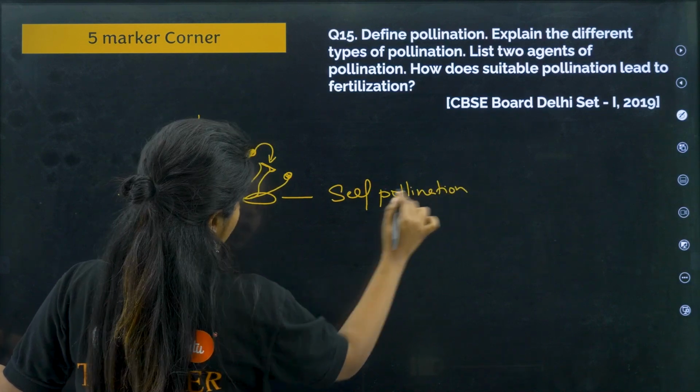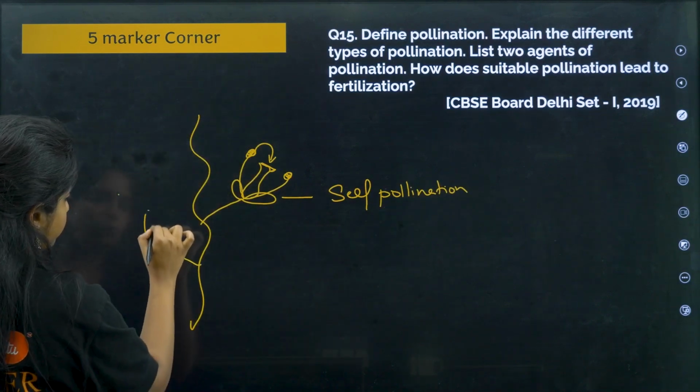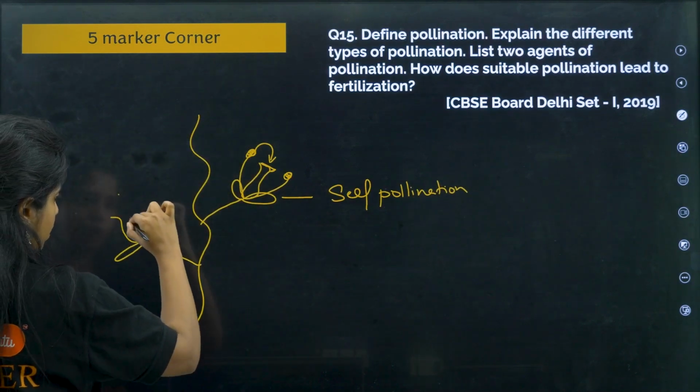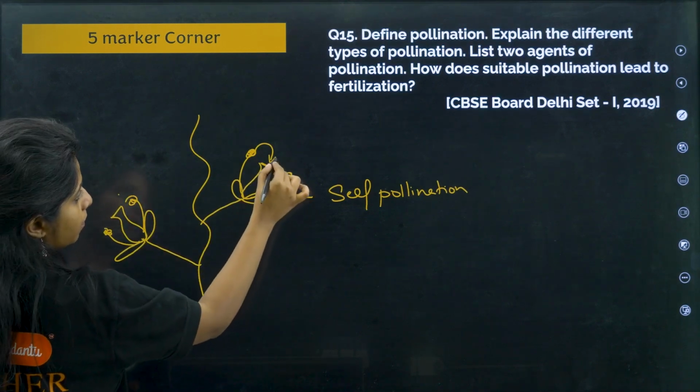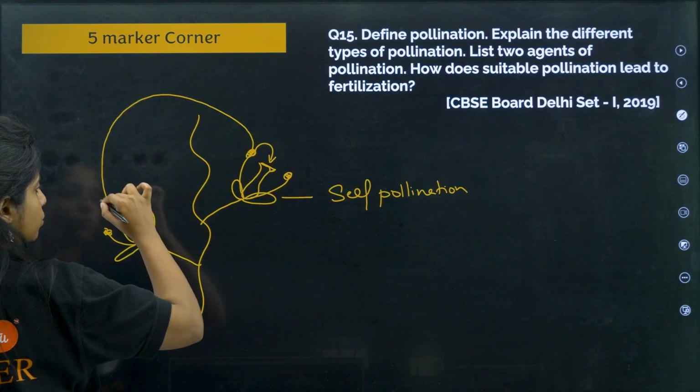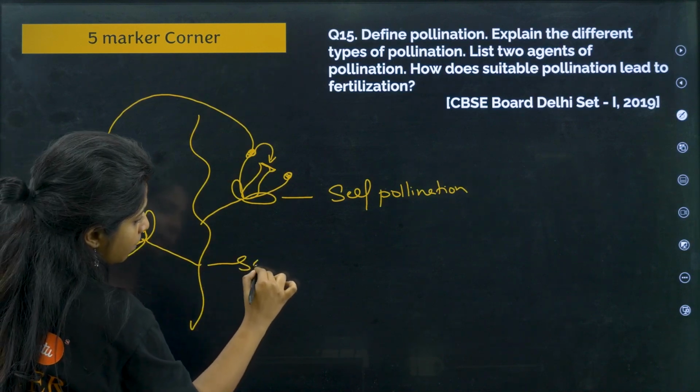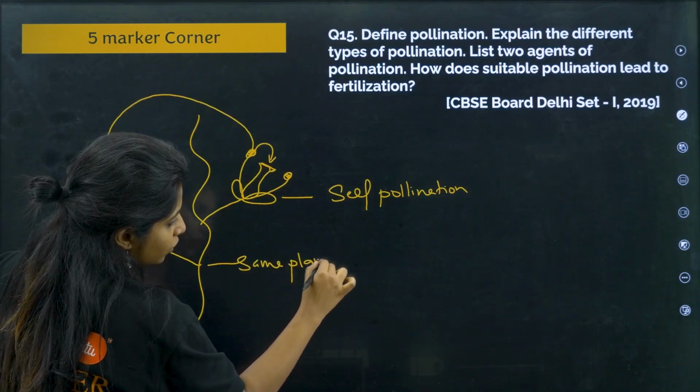self-pollination. Also, for example, there is a flower over here, same thing, you have the stigma, style, ovary, and you have this also. The pollen grains from here are going to get transported to here in the same plant. Different flowers but same plant.